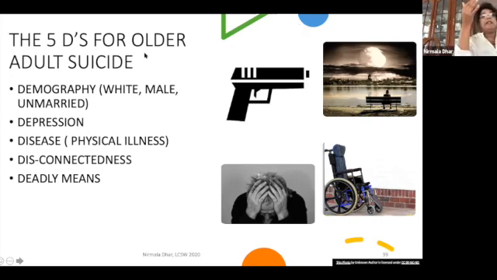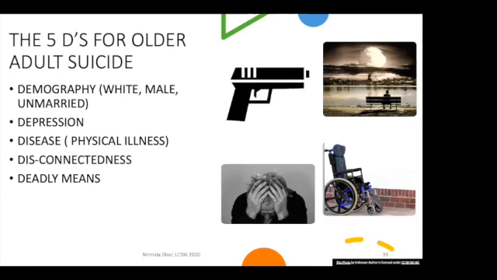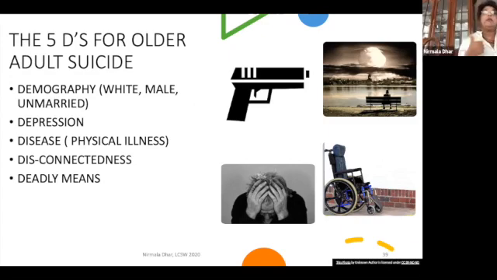And so this is a nice framework to use. It's an easy way to remember to screen. This was developed by a psychiatrist at the University of Rochester, Dr. Yeates Conwell. It's the 5 Ds of older adult suicide. So, demography. Remember I said the highest risk is white males who are unmarried or single or unpartnered.